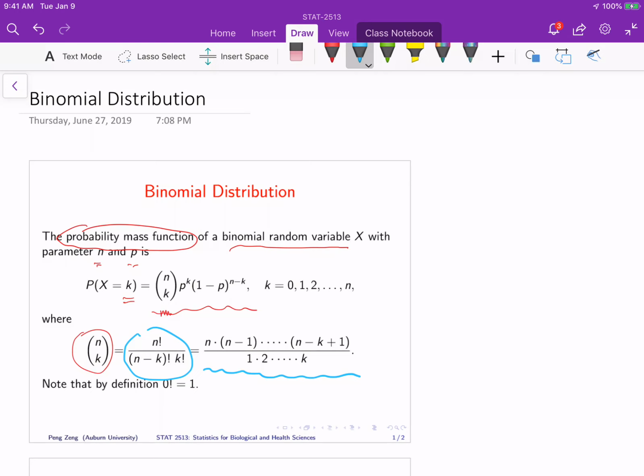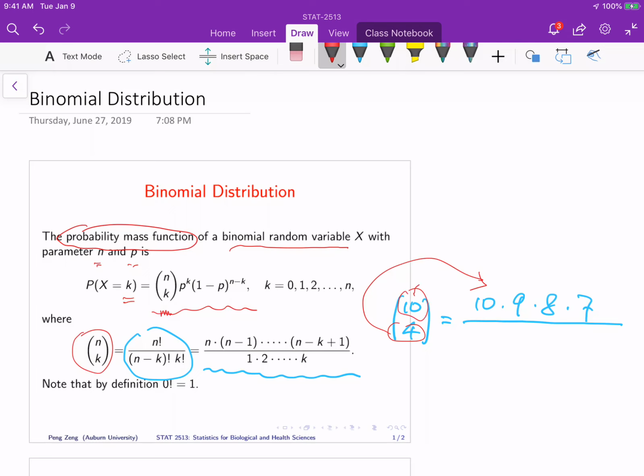So let's try an example. Suppose we want to calculate 10 choose 4. Both numerator and denominator will be the product of 4 integers. For the numerator, we count down from 10: 10, 9, 8, 7. We have 4 integers, so this 4 indicates the numerator has 4 integers.